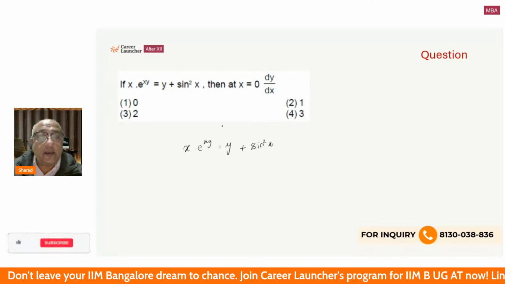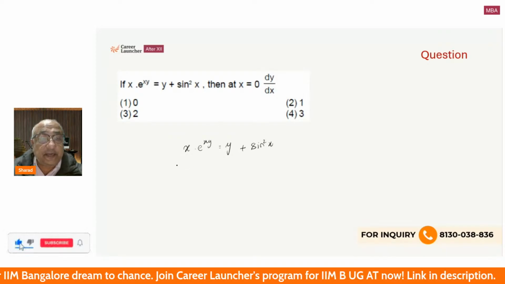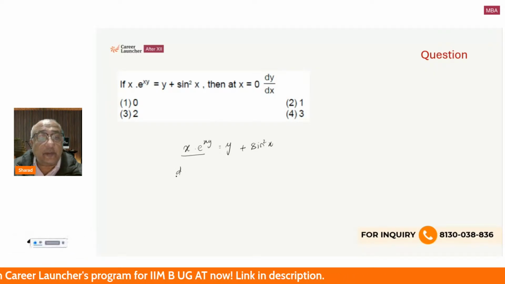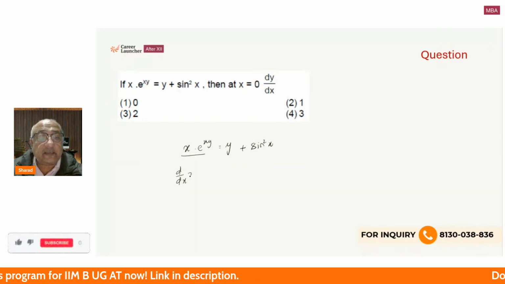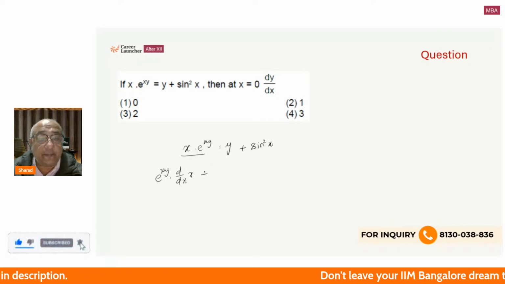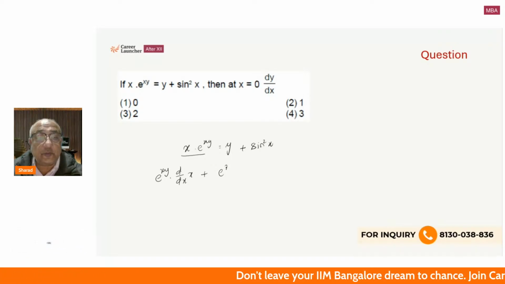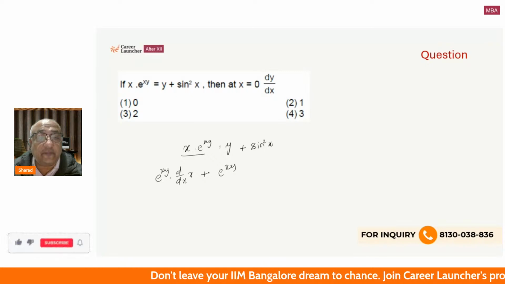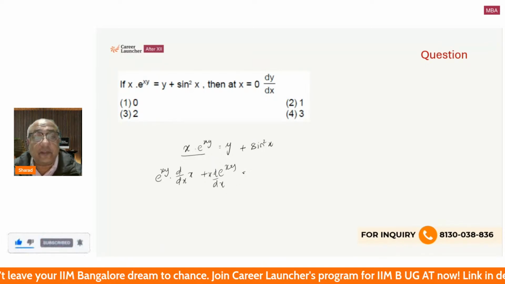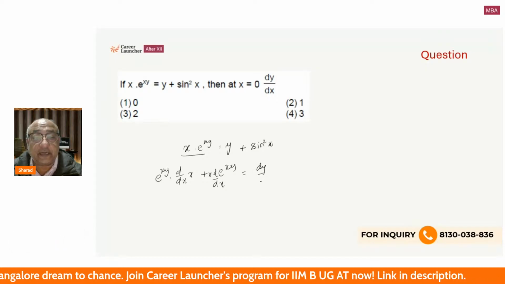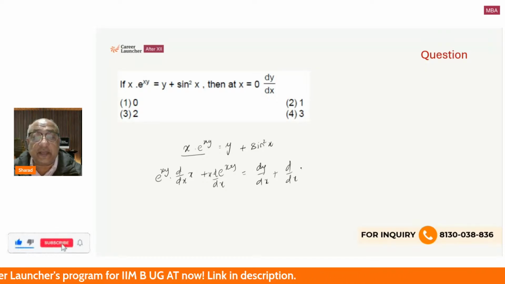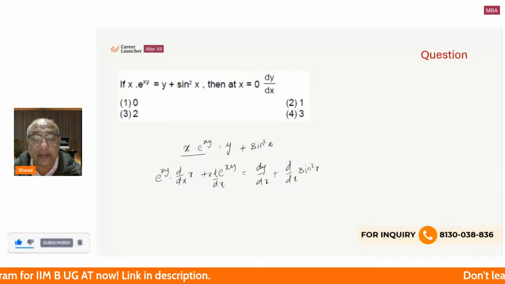Right, bacho? If I differentiate this, here I'll use the product rule. So it will be d by dx of x, multiplied by e raised to power xy, plus e raised to the power xy differentiated, but I will have x without being differentiated. On the right hand side, I'll have dy by dx, and here I will differentiate sine square x. It is so simple, right?